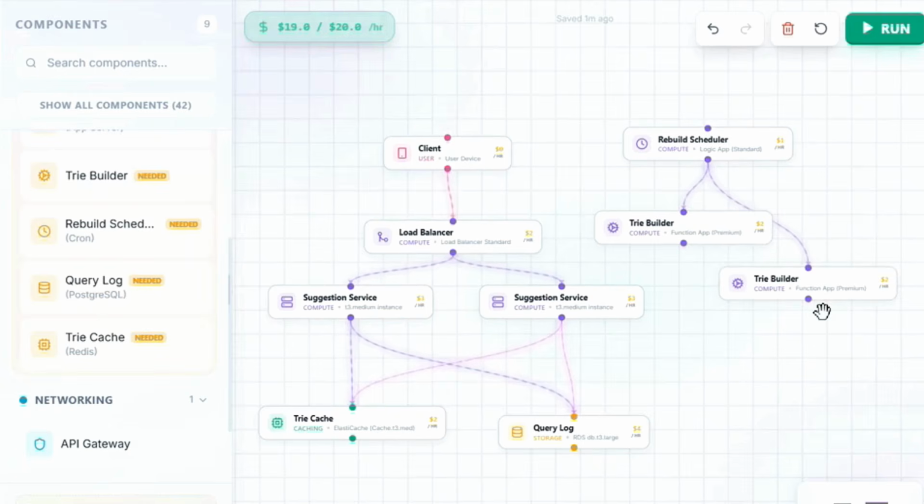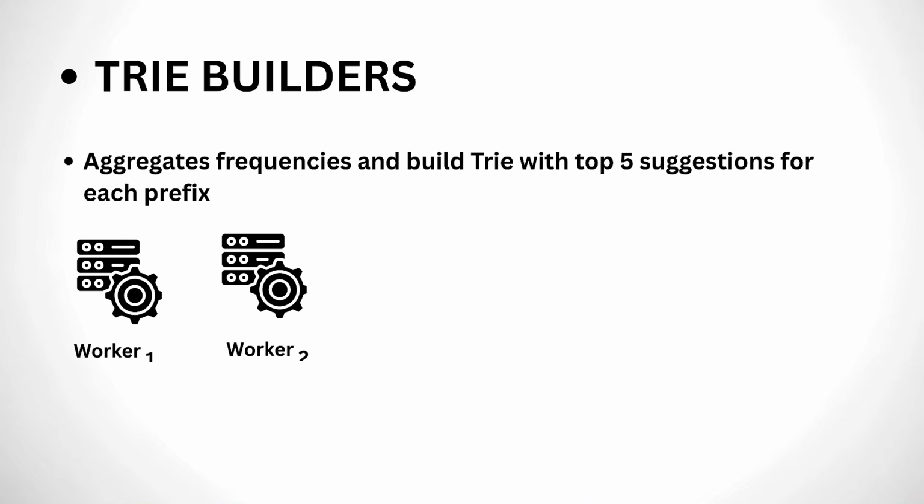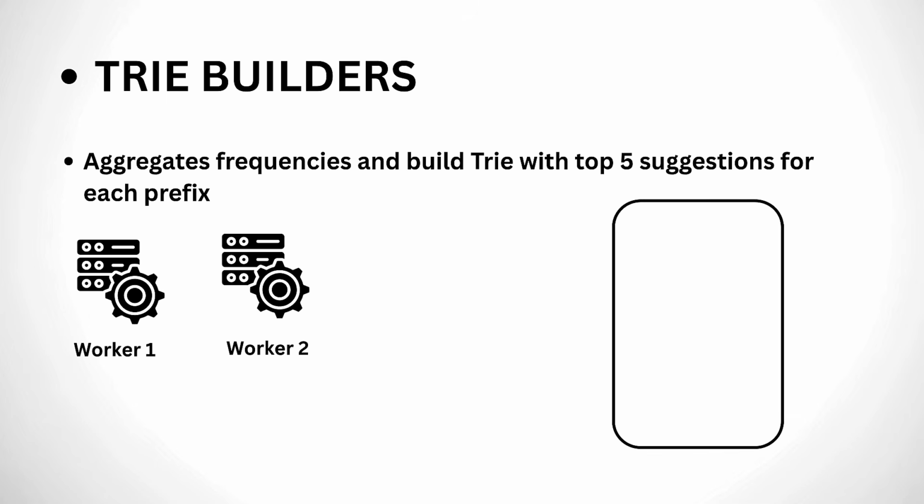Now these tree builder workers perform the actual aggregation and tree reconstruction. So these must be connected to our cache as well as the database. Now, when a rebuild job is triggered, the workers read the historical query data from the query log. They aggregate the frequency of different search queries. For example, suppose the query log contains Amazon with 10 million searches, Amazon Prime with 5 million searches, and Amazon Login with 3 million searches. So the tree builder uses these frequencies to determine the ranking of suggestions.